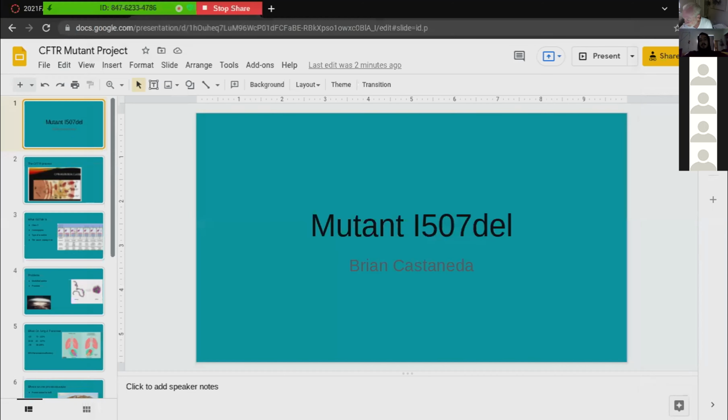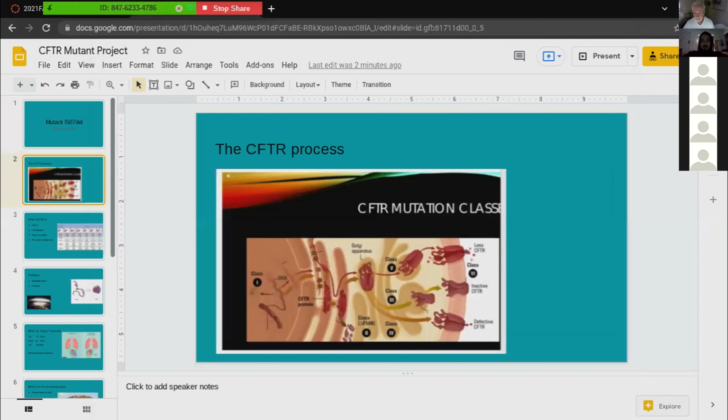Okay. All right, so today we're going to be talking about the mutant I507del, by myself, Brian. First I want to talk about the whole CFTR process from the beginning. In order to start, we need to have the CFTR encoded somewhere, which can be found in the DNA in the nucleus, and then it later has to be transcribed from DNA to mRNA, which is the little process right here.